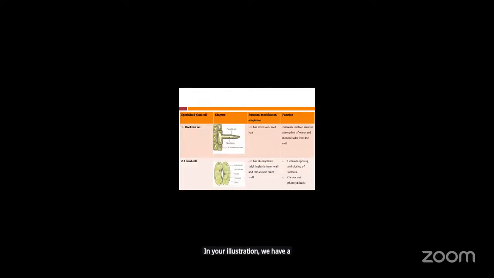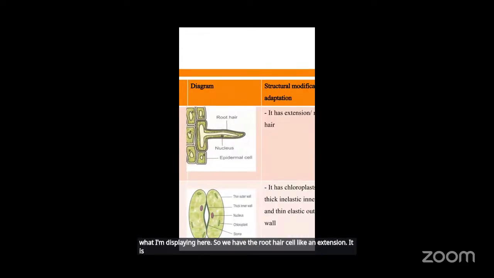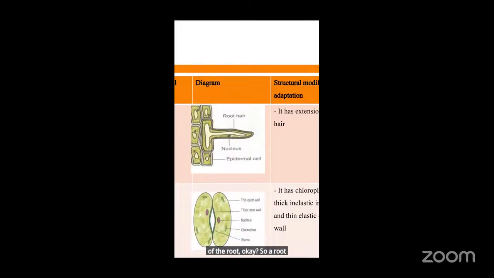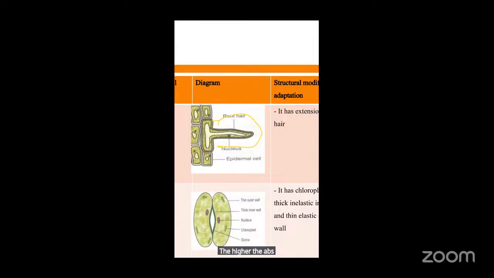In your illustration, we have a root hair cell. So a root hair cell is what I'm displaying here. So we have the root hair cell like an extension. It is an extension of the root. So this is the root hair cell, that extension. And roots have very many root hair cells. Now the reason why these root hair cells are formed as extensions in roots is because they absorb a lot of water. So the more they are, the higher the absorption rate.